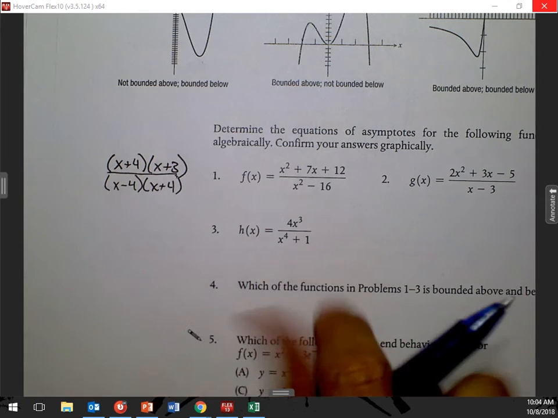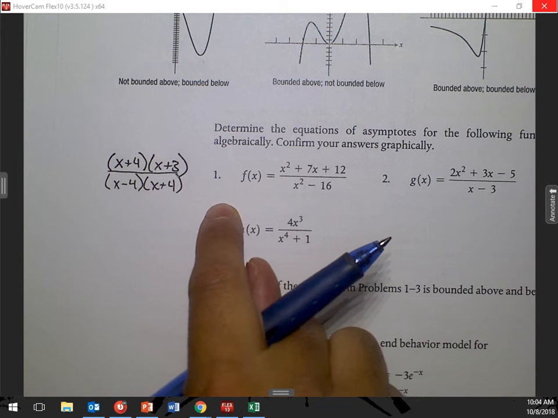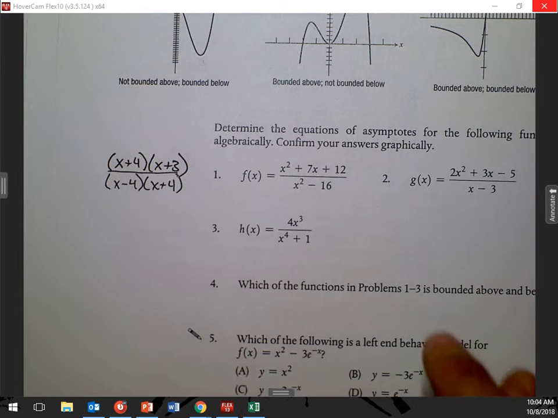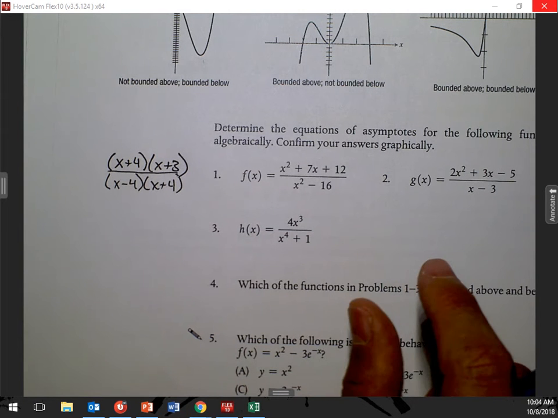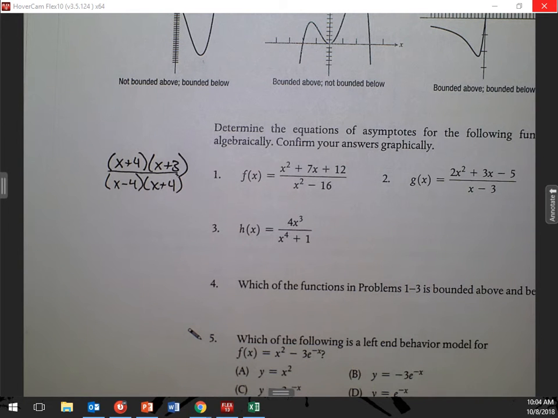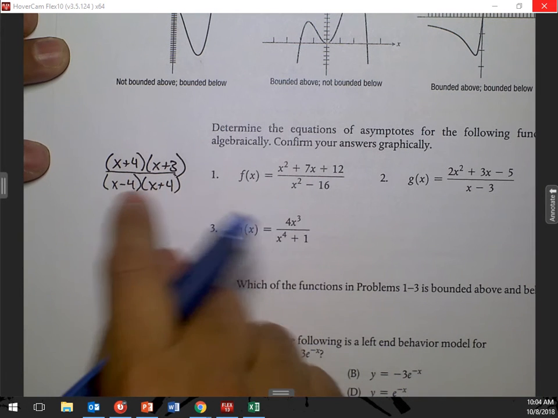All right. So, what are the restrictions here? Let's start with the restriction. What is the restriction on my domain? Negative 4 and 4, right?